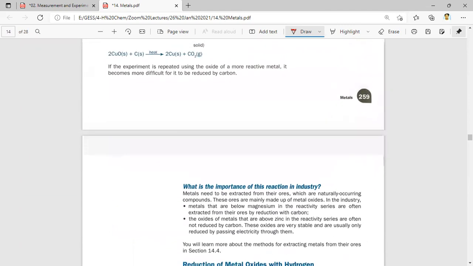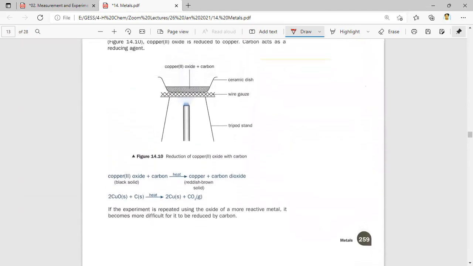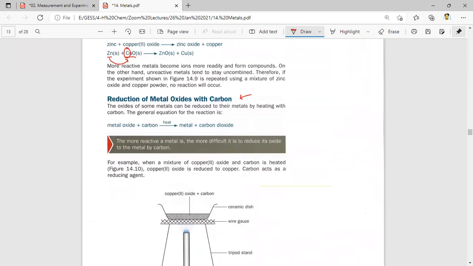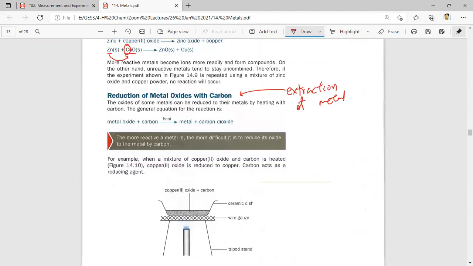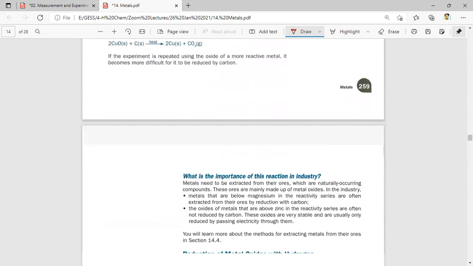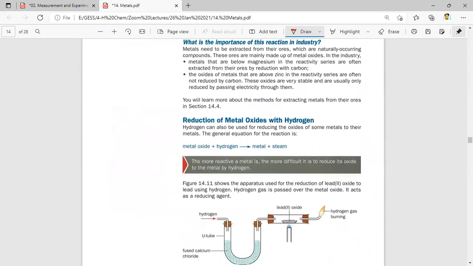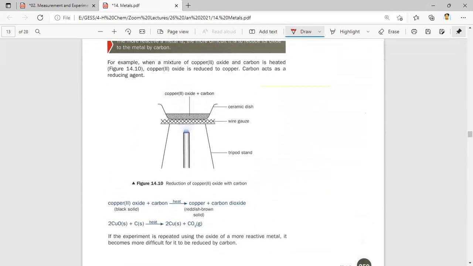What you're trying to do for these two methods here is to extract the metal. Typically, this is used in extraction of the metal. This is also used in terms of extraction of the metal. So we will let it react with carbon, or we'll let it react with hydrogen to try to extract the metal out. Now let's go to carbon first.